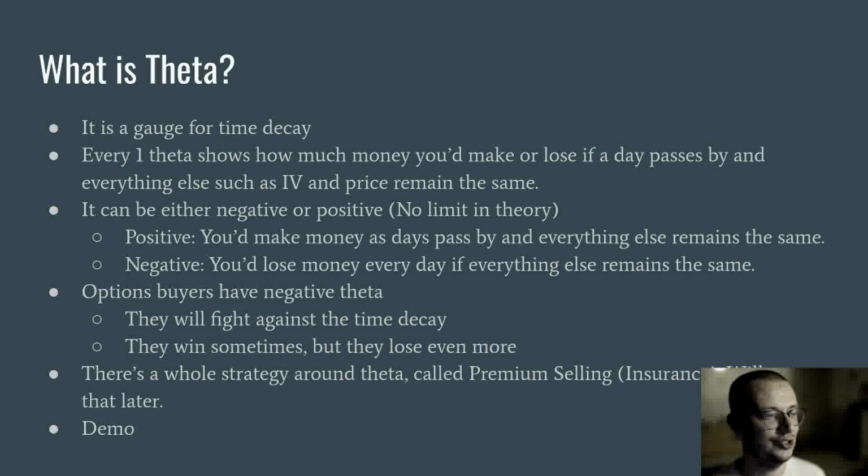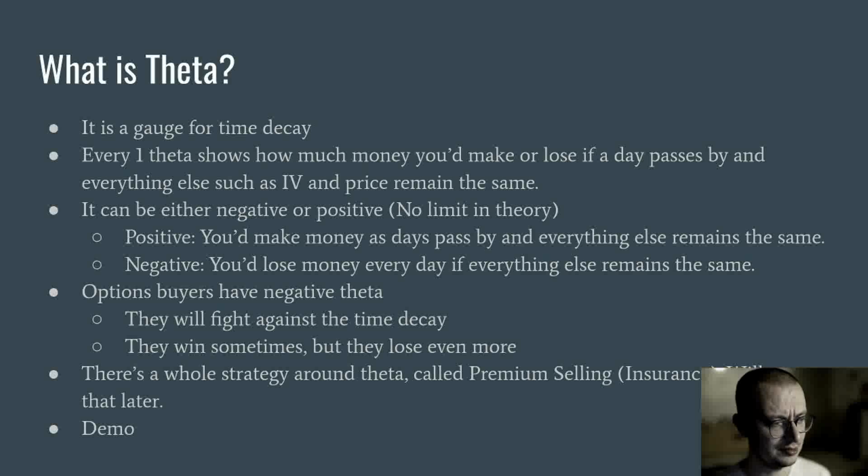It can be a negative or positive number. Positive means you would make money as time goes by and nothing changes. If it's negative, it means you would be losing that much money if everything remains the same. When you buy an option, you have a negative theta, which means you're fighting against time decay. When you sell an option, normally you would have a positive theta, so time decay is in your favor. It is up to you to decide which team you want to be in.